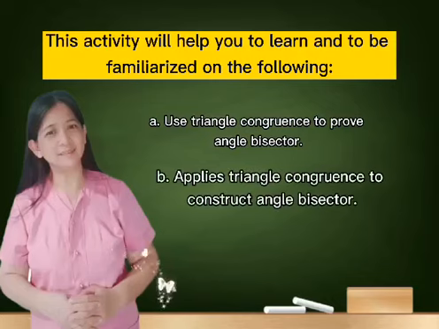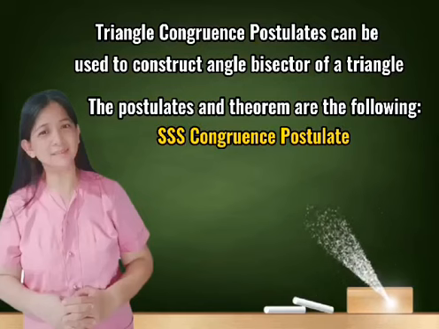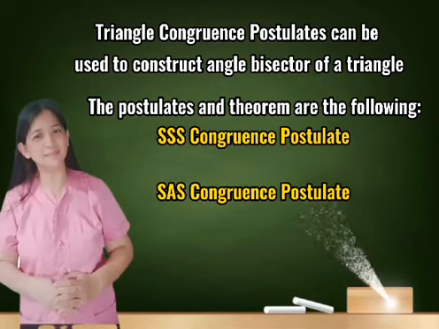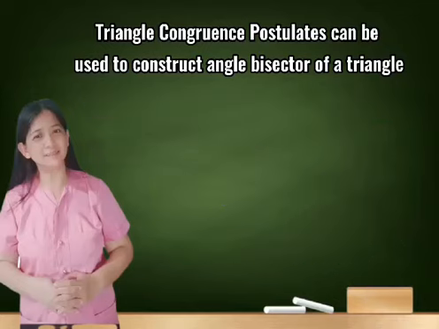Triangle congruence postulates can be used to construct the angle bisector of a triangle. The postulates and theorems are the following: SSS congruence postulate, SAS congruence postulate, and ASA congruence postulate.